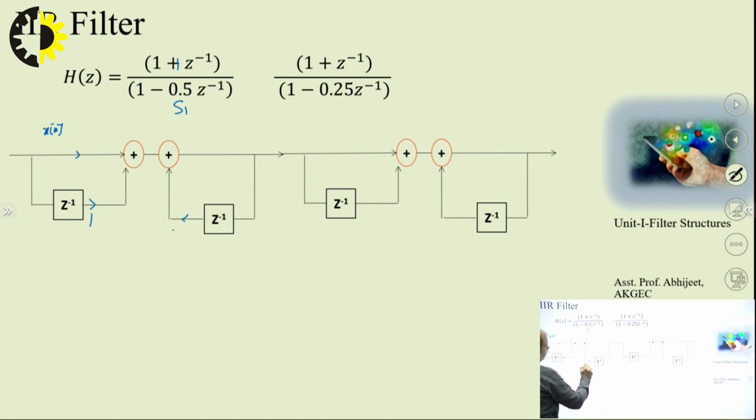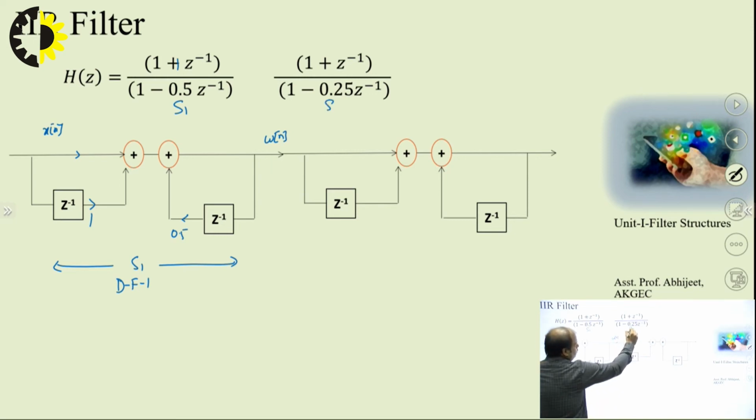Towards this side, positive 0.5. What I have drawn here corresponds to S1, and this is direct form 1. Now we have an intermediate output Wn, and we again make the second system.